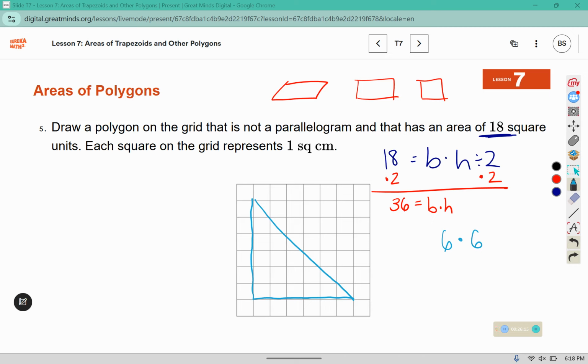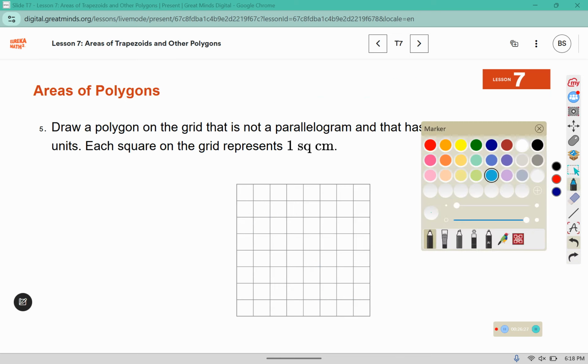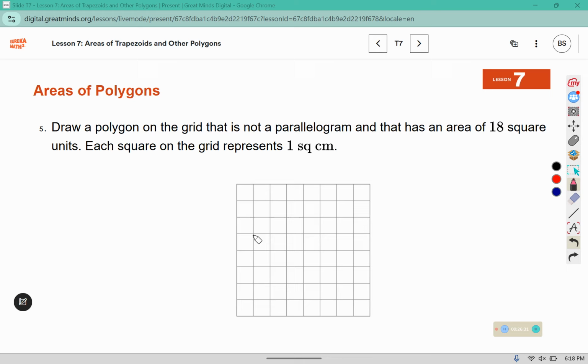You could also create a 9 by 4. 9 times 4 is 36, but there aren't 9 squares across. What if we created a shape that was composed of a rectangle? Like this piece here is a rectangle that's a 4 by 4, so it has an area of 16. So we need two more.